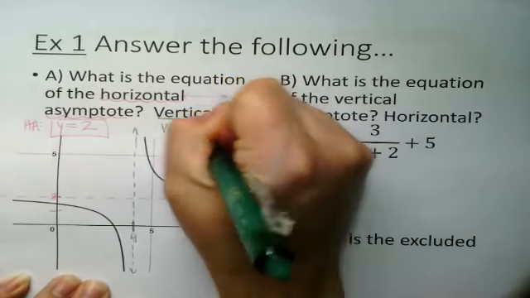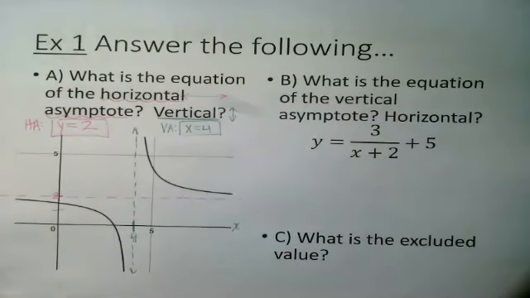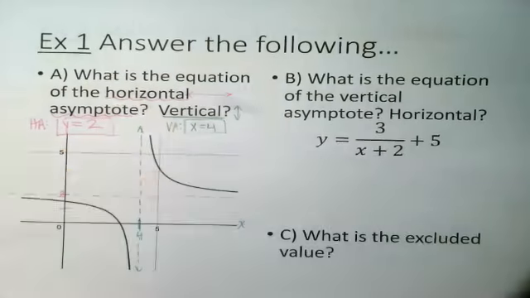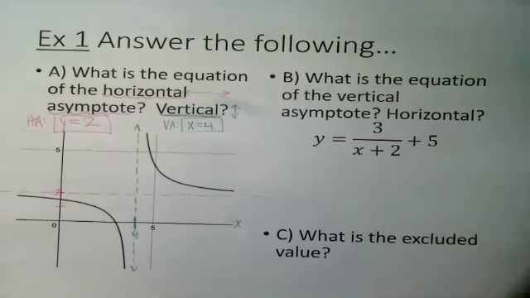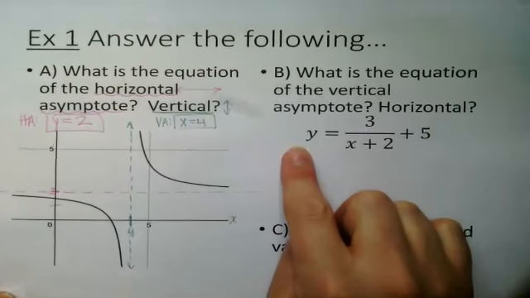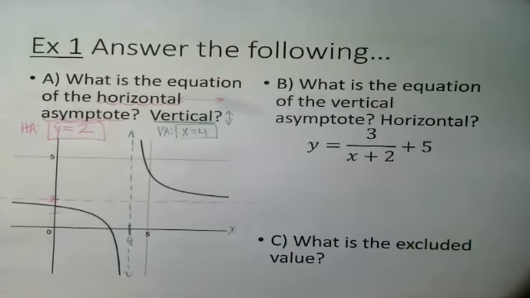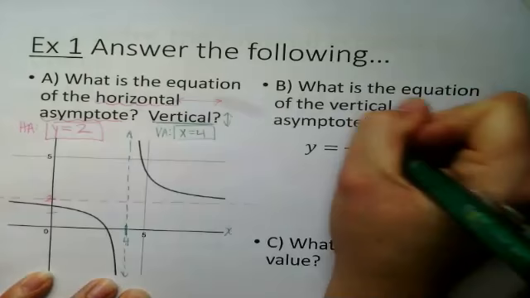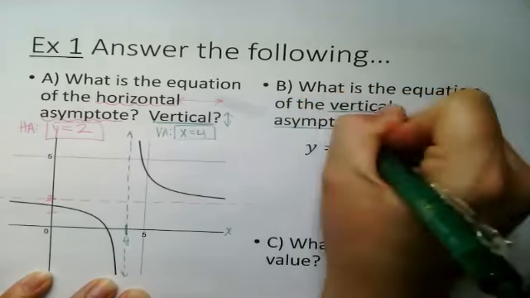So make sure you're answering the question that is being asked. So take your time and read carefully. So given a graph, it's pretty easy to see the vertical asymptote and see the horizontal asymptote. We can also do it given an equation. So again, we want to answer the same questions here. So first they want to know what is the vertical asymptote.